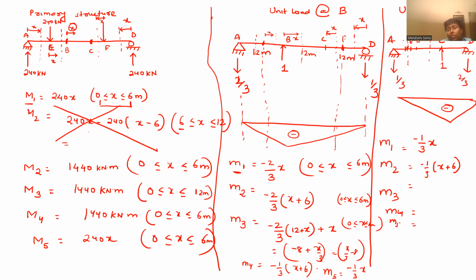Between A to E it is minus 1 by 3x. Between B to E it is minus 1 by 3 into x plus 6. Between B to C it will be minus 1 by 3 into x plus 12. Between M4 it will be minus 2/3 of x plus 6. M5 it will be minus 2/3 of x. You got it right? Yes, sir.